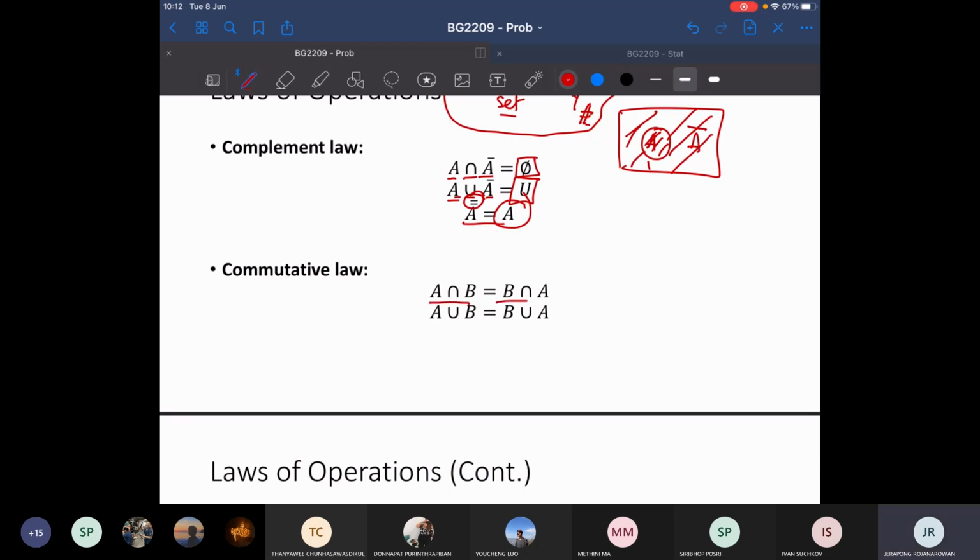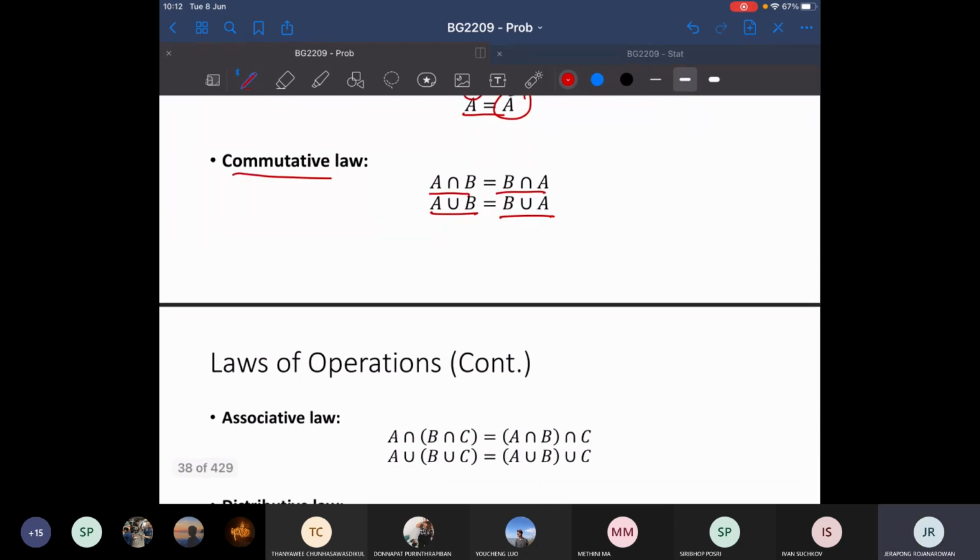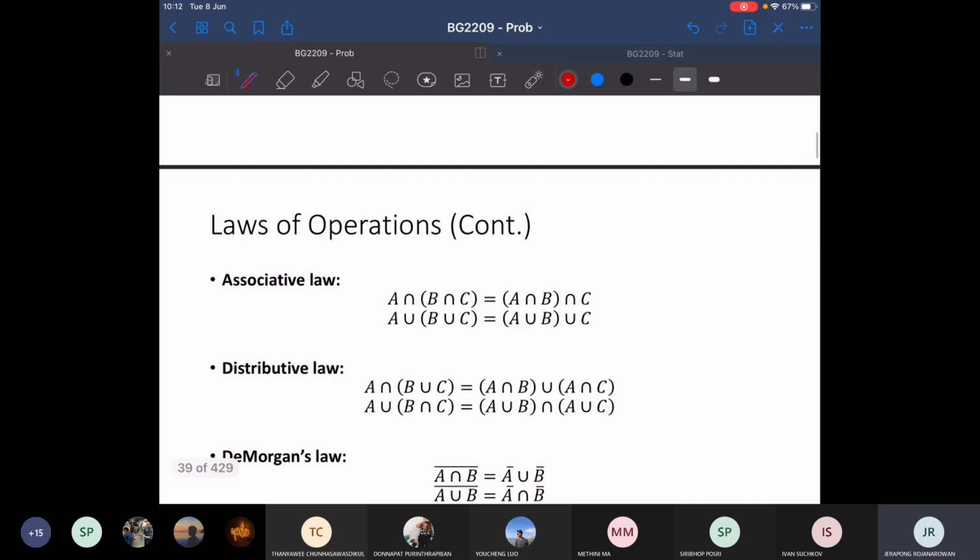A intersect B is B intersect A, and A union B is B union A. It's called the commutative law. Associative law: if you have intersection or union, you can do any pair first. When we write it like this, it means we have to do the parenthesis first. We have to do B intersect C first, and then A intersect that result. It's going to be equal to A intersect B and then intersect C. You can do any pair first, but you have to do the parenthesis first.